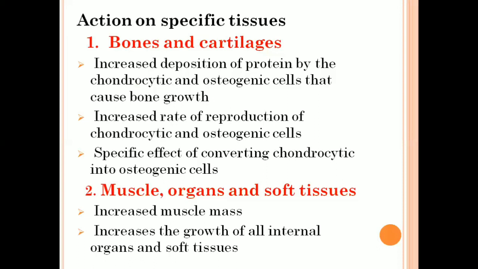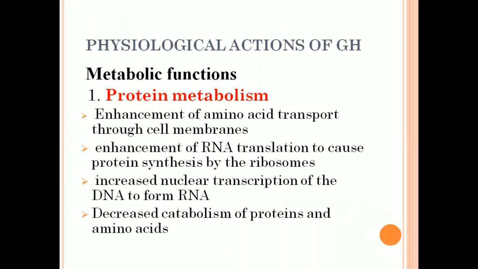On muscles, it causes increased muscle mass by increased protein synthesis, and on the soft tissues and organs, it increases their size. Also, an important point on bones, it increases the stimulation of osteoblasts. In bones, we have both osteoblast and osteoclast, but osteoblast is the bone forming cell. It increases the stimulation of osteoblasts and increases the growth of bones, but does not stimulate or act on osteoclast, which is the bone destructing cell. So it promotes growth of bone, muscles, organs, and soft tissues. On metabolic functions, we'll be discussing in detail three metabolisms: the protein metabolism, the carbohydrate metabolism, and fat metabolism.